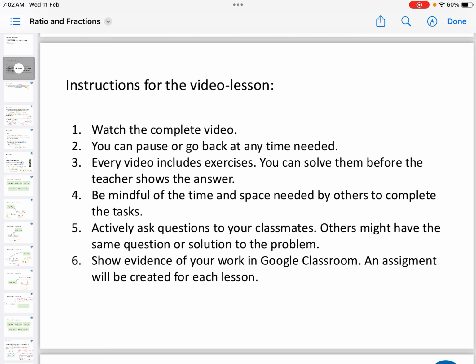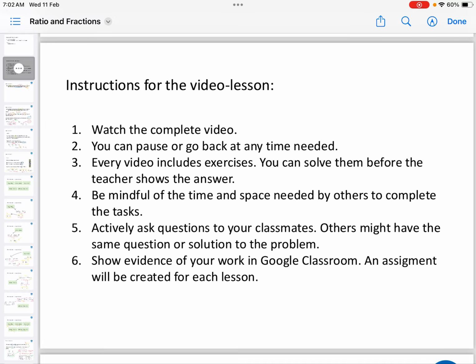Now remember that some of you might be working at different paces, so be mindful about the time and space needed by others to complete the tasks. And also please ask questions. There might be other people around you with the solution to your question, so please be sure to use what other people know in your favor. Or if you want to share the solution of one of the exercises, please do so. And finally, please remember that you have to take a picture of your work on your notebook. You need to upload that evidence on Google Classroom. Your notes might not be the same as other people's, but the important thing is to prove that you were working on the solution of the exercise itself.